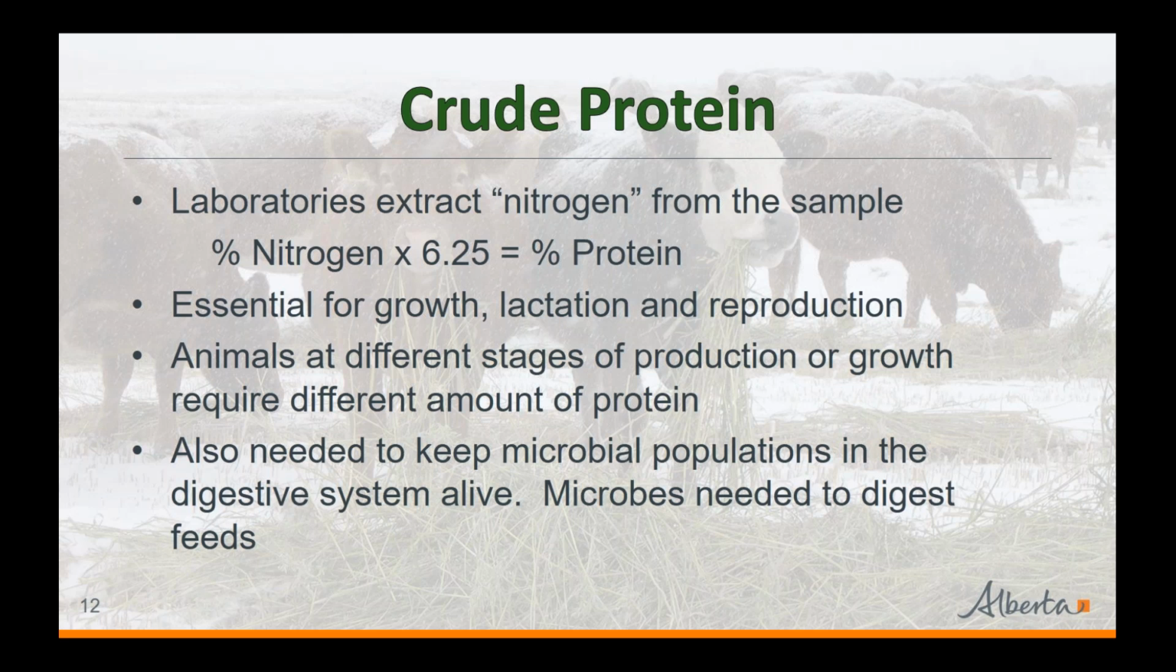Now, it's very difficult for me to give you an example right off the top as to what is needed, but animals at different stages of production or growth require different amounts of protein. So, for example, I'll give you this very quickly. A cow in mid-pregnancy, late pregnancy, and after calving requires 7, 9, and 11% protein as a minimum amount to keep everything functioning properly.